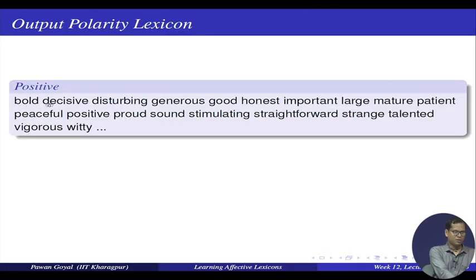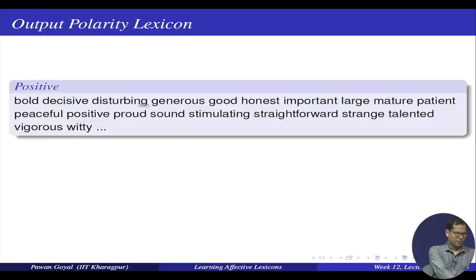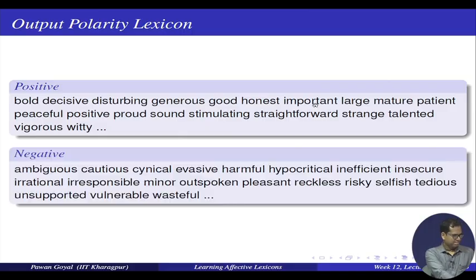Now, once you apply this method, this was from a real experiment, what kind of lexicon did they obtain? You see the positive words, they obtained words like bold, decisive, disturbing, generous, good, honest, important, large, mature, and so on. Okay, this will be noisy, this may not be a very good set, but the idea is that you will get a lot of good examples, right? Generous, good, honest, important, large, mature, peaceful, positive, they all look like having a positive sentiment. The only exception looks like disturbing here. Okay, there may be some others later.